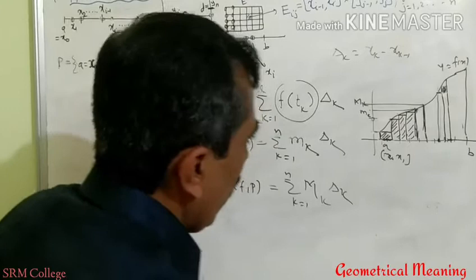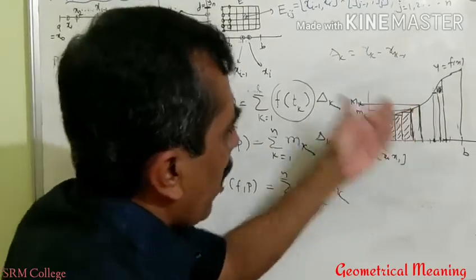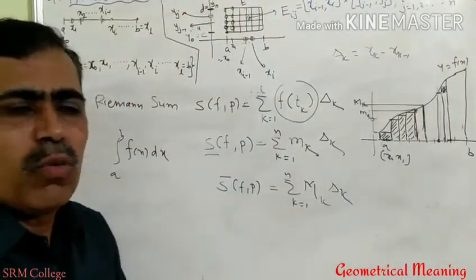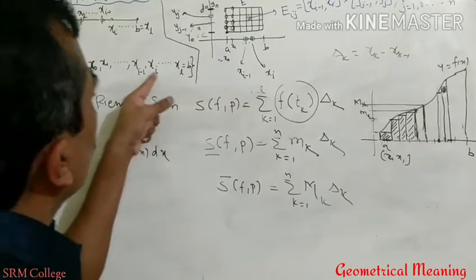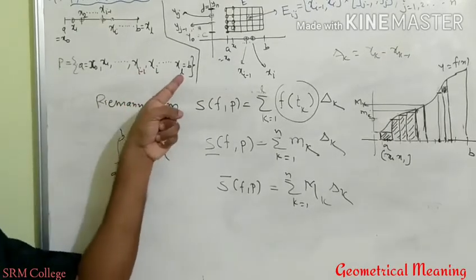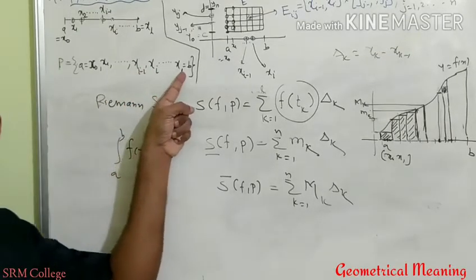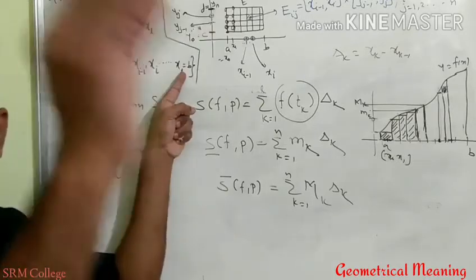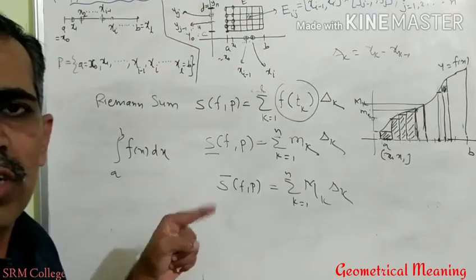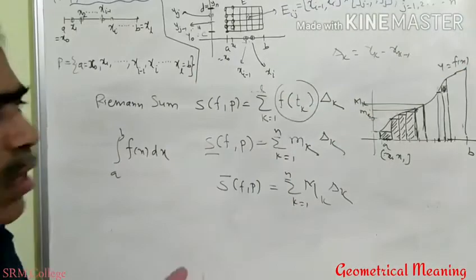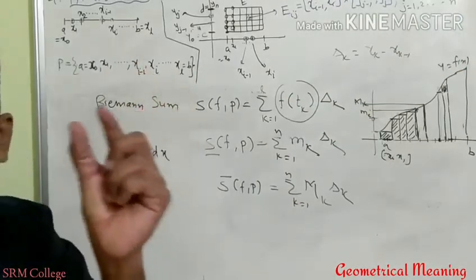We actually want the area under the curve, so you have to increase the number of points. So your L should tend to larger and larger values. If L tends to infinity, the subintervals will be of smaller and smaller width.